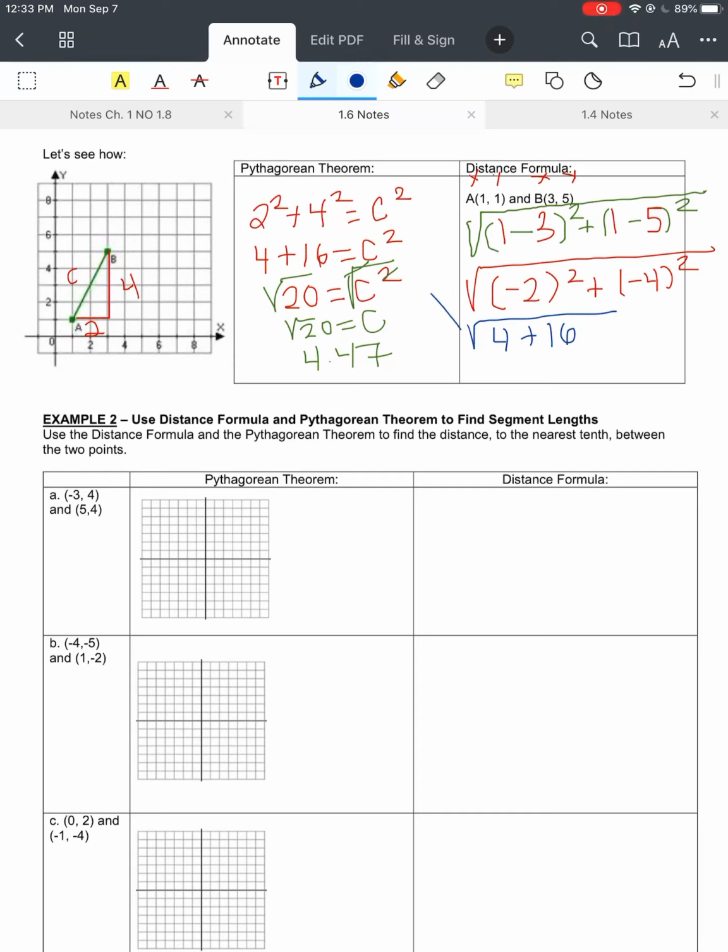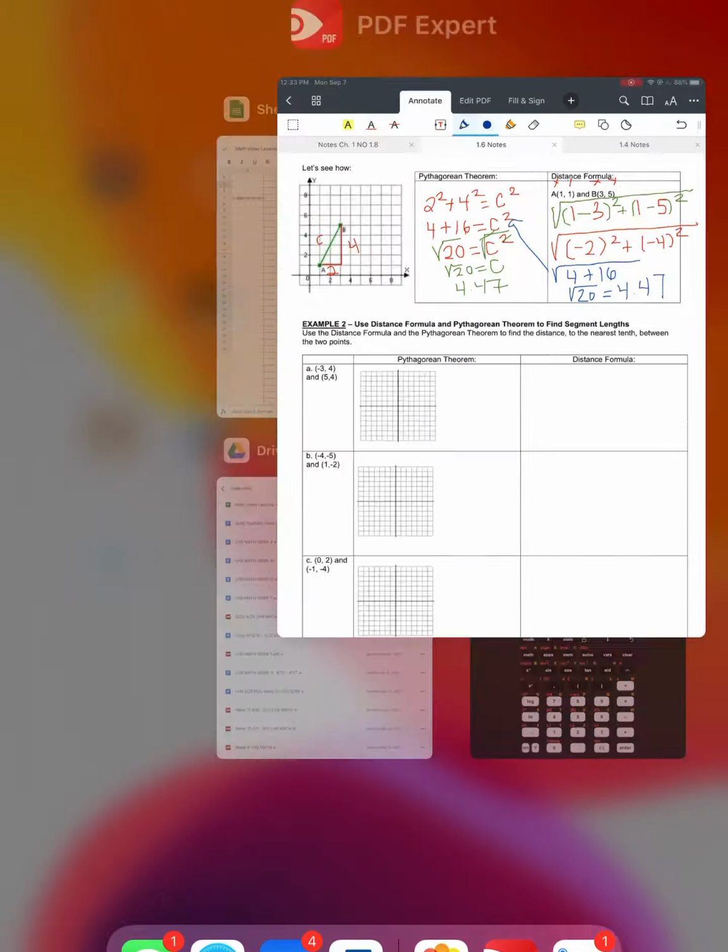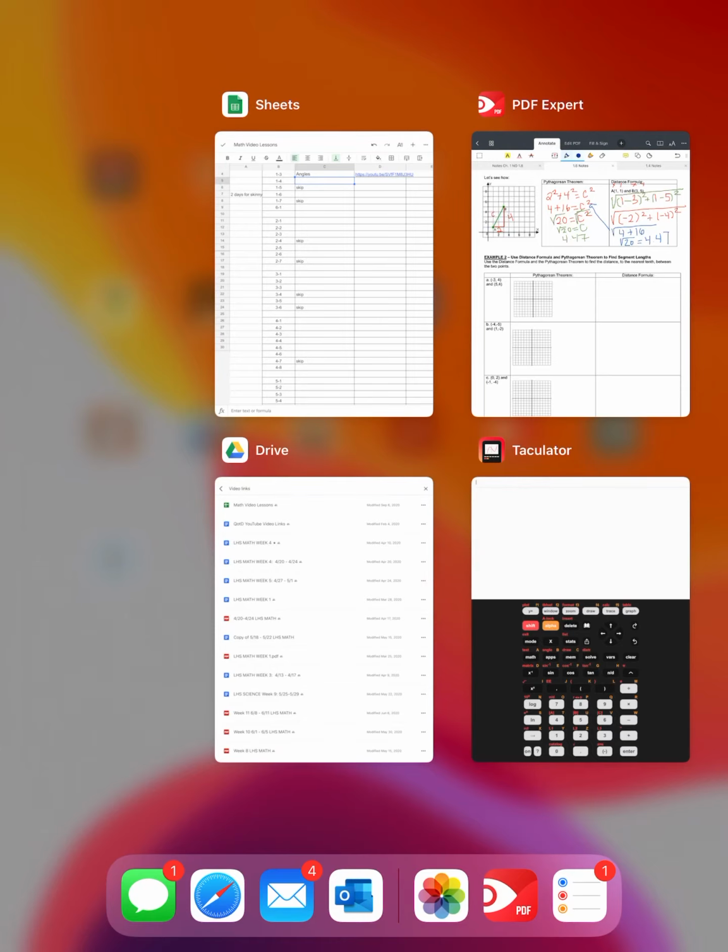Hopefully you're thinking, this looks very similar to what we just wrote right up there, because it is. It's the same kind of thing. Again, they derive from the same place. 4 plus 16 is 20, so the square root of 20, which is 4.47. So again, you're more than welcome to solve it by hand. If you want to use a calculator, I'm going to go ahead and move to my graphing calculator.